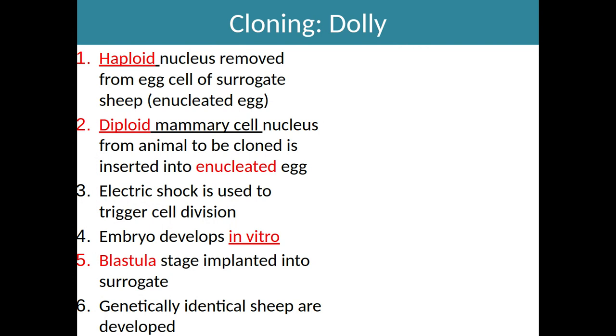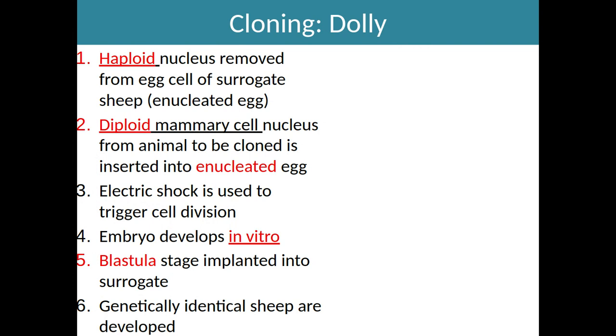So sheep A donates the egg. We remove the nucleus. Sheep B gives us probably a skin cell of some sort to be put into the egg. Once we have reinserted the new nucleus, the egg undergoes electric shock therapy, which essentially triggers a cell division. That cell division then allows for an embryo to start developing in vitro, so in a petri dish. Once it is developed in that petri dish, we then know it's at the blastula stage.